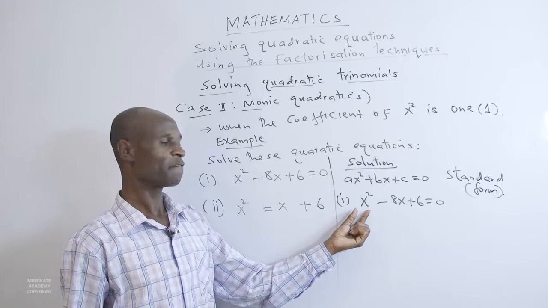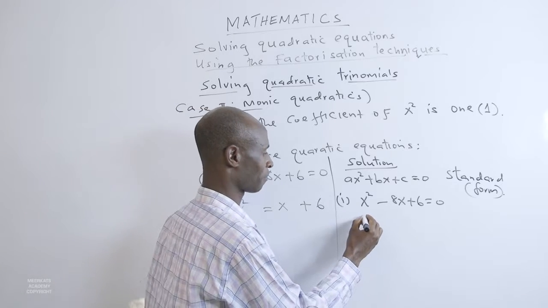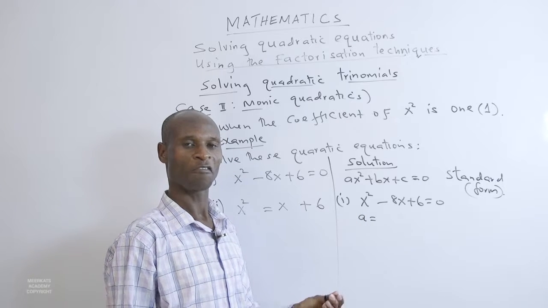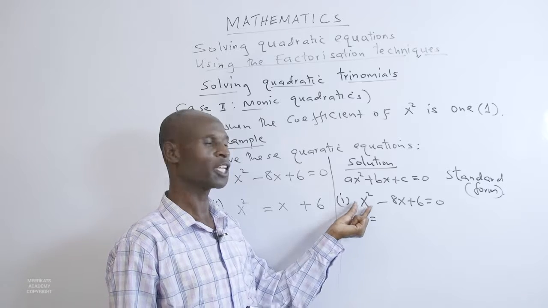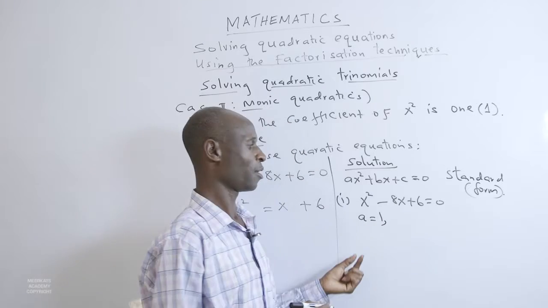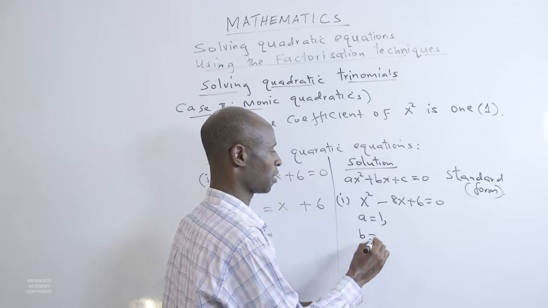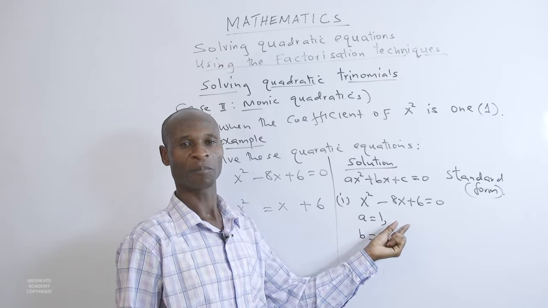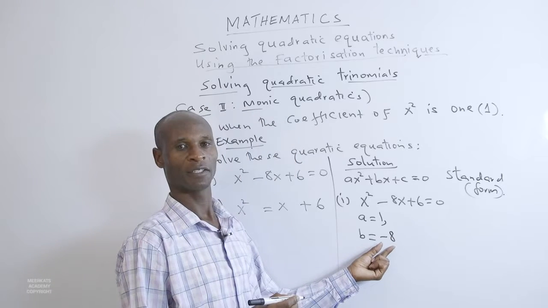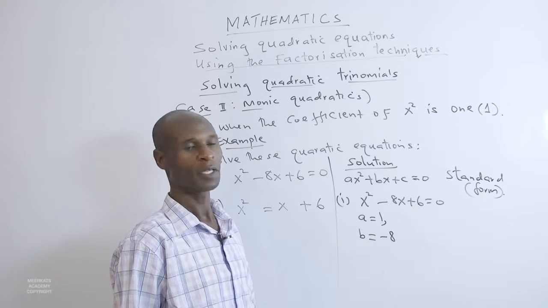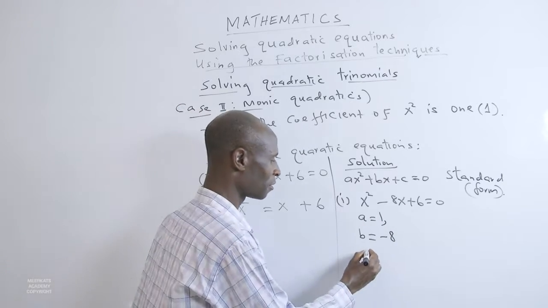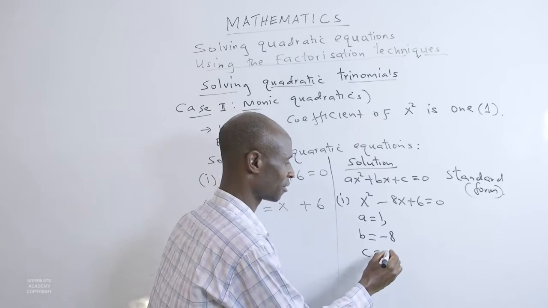Now to solve this, the first thing, we identify a. What is a in this case? A is the coefficient of x squared. That is coefficient of the quadratic term. In this case is 1. B is the coefficient of the linear term. In this case is the coefficient of x. And it's negative 8. What is the constant term in our equation? The constant term, c, in our equation is 6.